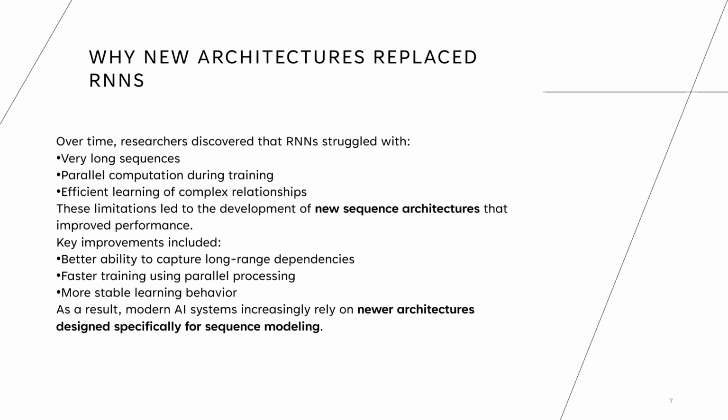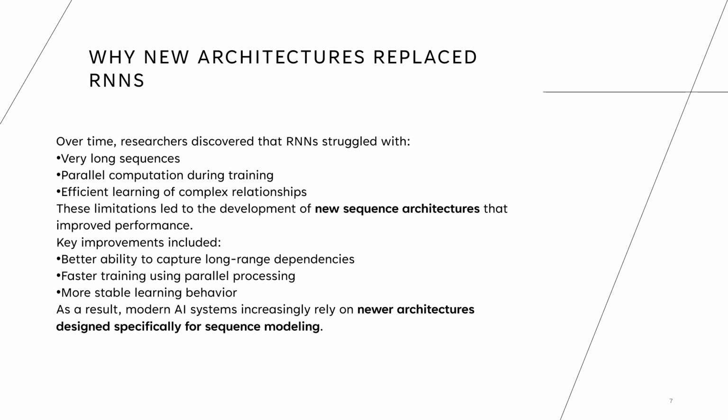Another challenge involves long-range dependencies. As we discussed earlier, information from earlier parts of a sequence can gradually fade as it passes through repeated computations. When sequences become very long, the model may struggle to connect distant pieces of information. Researchers also discovered that training recurrent models can sometimes become unstable or difficult to optimize, especially when dealing with complex data or very large data sets.